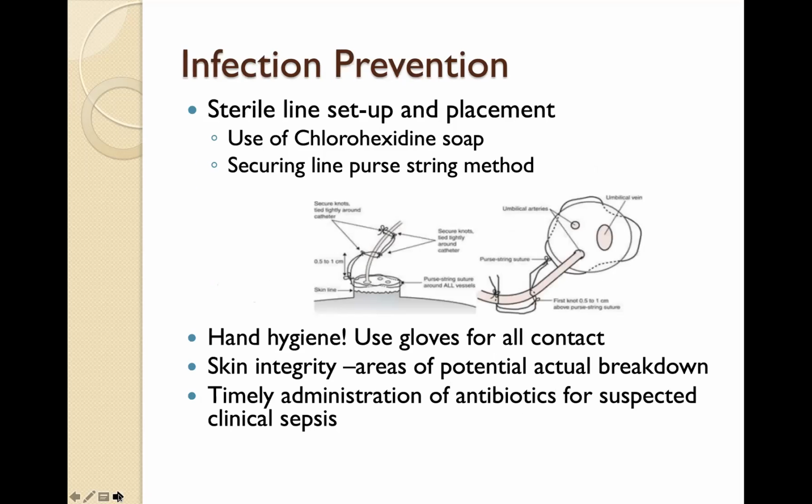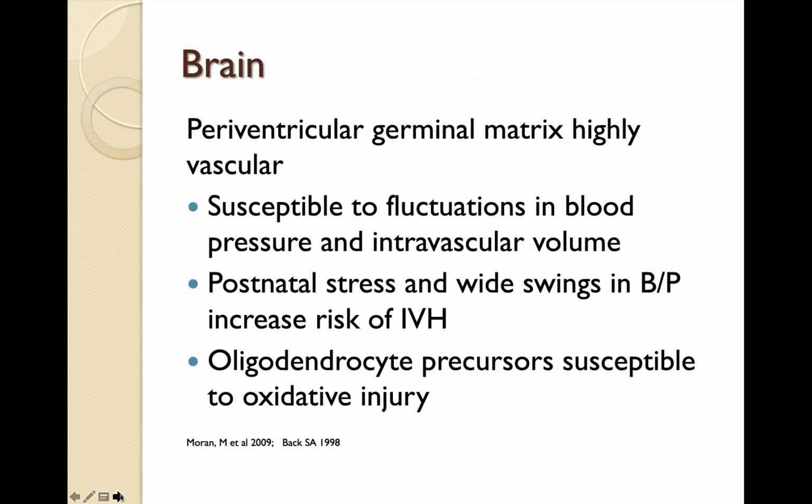Infection prevention obviously is a huge component for these babies, doing a sterile line setup. And I know hopefully you don't have to do emergency line placement in the delivery room. Use of soap rather than chlorhexidine with alcohol. Securing the lines with a purse string method. Use of hand hygiene, gloves for all contact, and also for us maintaining skin integrity and really monitoring for areas of potential breakdown. And of course, timely administration of antibiotics.